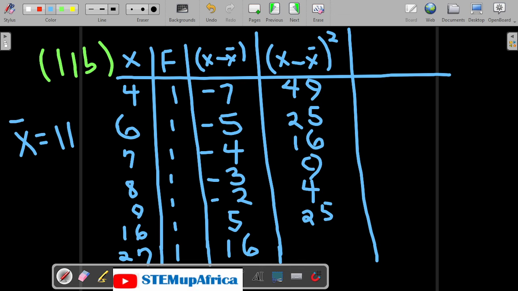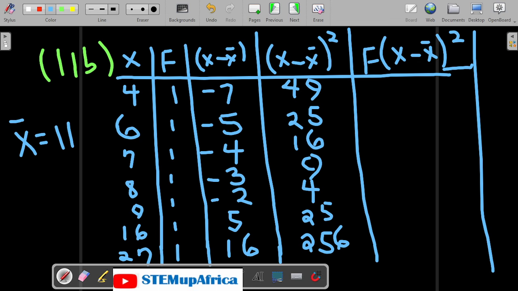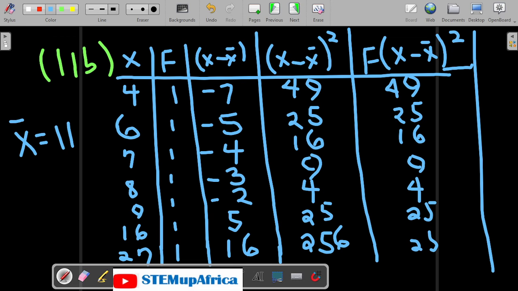Here is 25. What is 16 squared? That will give us 256. Finally, I'm having f into x minus x bar all squared, because since the frequency is 1, we're going to have the same values: 49, 25, 16, 9, 4, 25, 256.